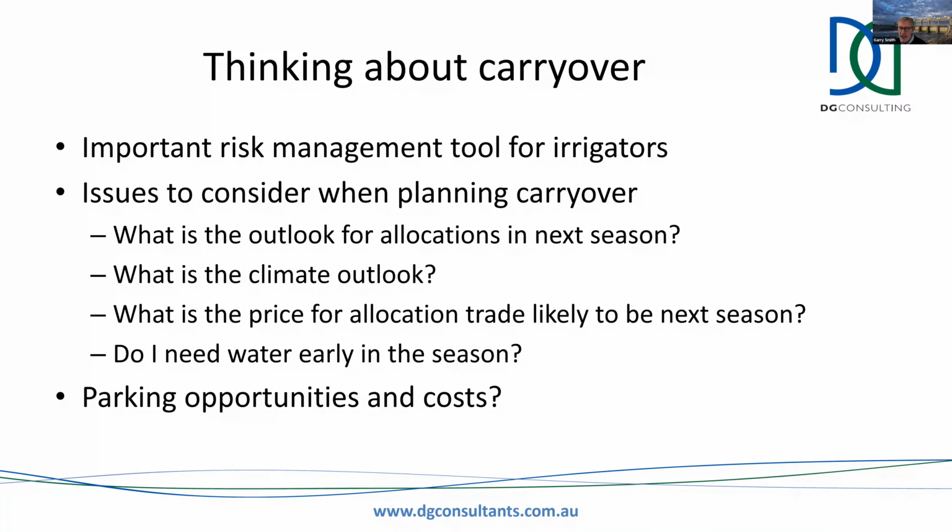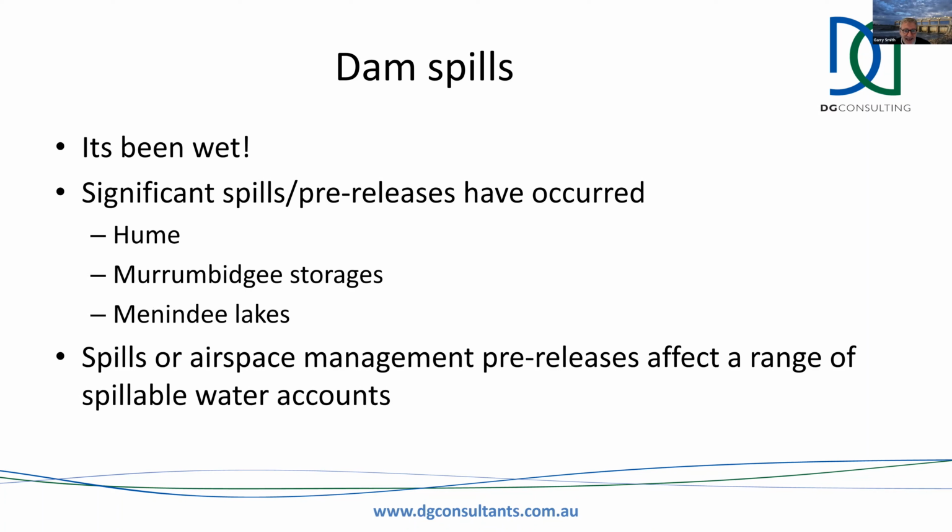We've talked about spillable water accounts, so let's quickly talk about dam spills and what that means. I'm in charge of stating the obvious here. So it has been wet. So there have been lots of spills or pre-releases, which are releases where operators might not let the water get to the level where it goes over the spillway, but they're certain it would have been, so they release it through the outlet works, or release a little ahead of the inflows to create some airspace so they can provide a measure of flood mitigation downstream of the storage.